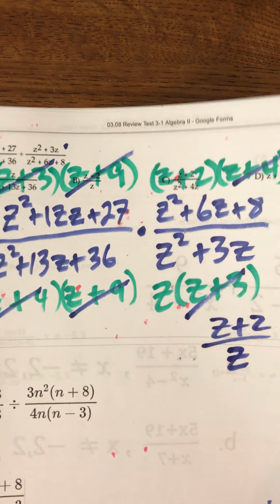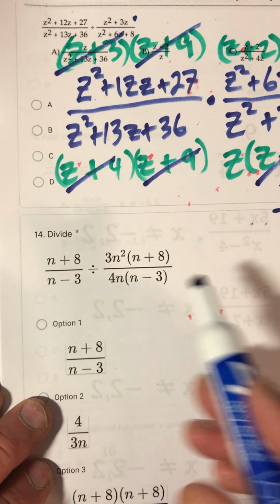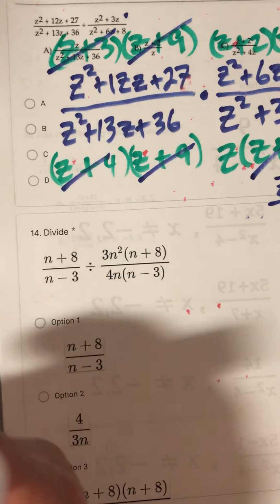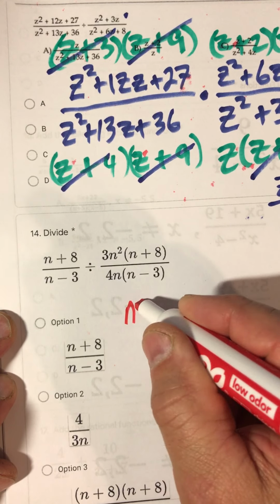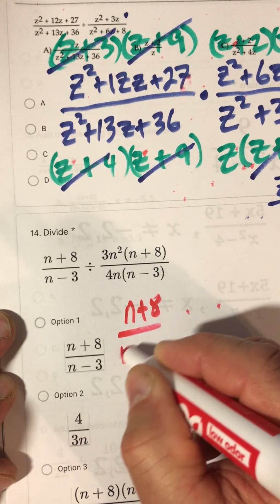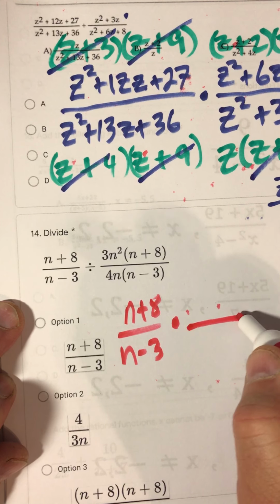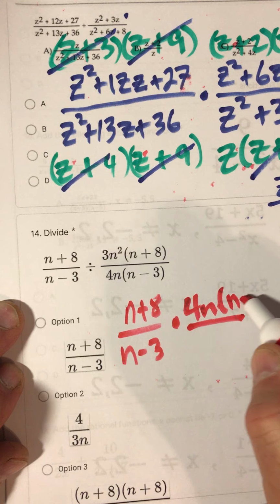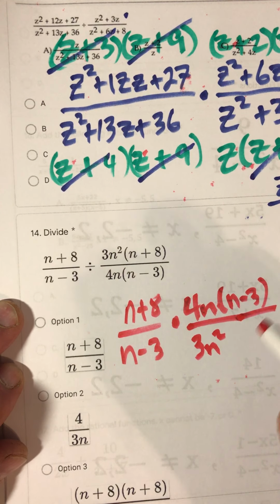Number 14. Dividing, same thing, right? We want to keep the first fraction the same. So n plus 8 over n minus 3. Turn that into multiplication and flip the second: 4n times n minus 3 and 3n squared times n plus 3.